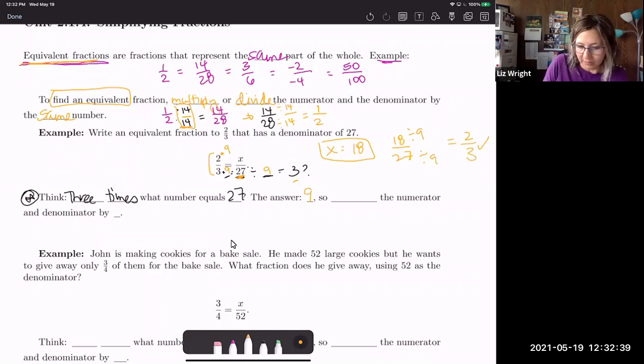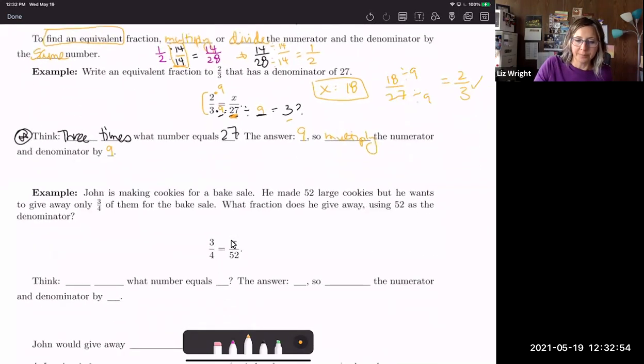So let me fill in this other blank. The answer, which is 9, so we are going to multiply the numerator and denominator by 9. All right, so let's check out the next one.